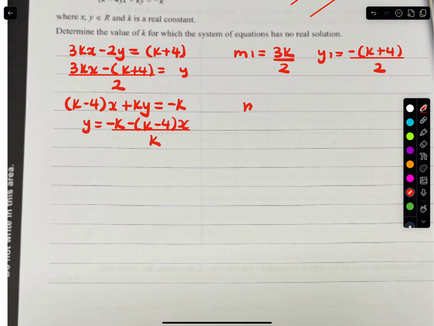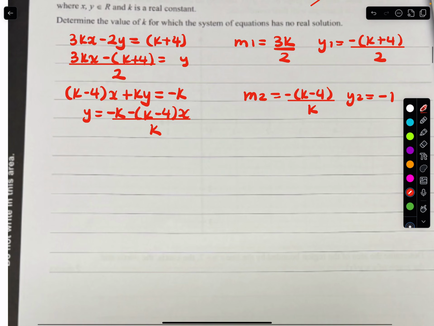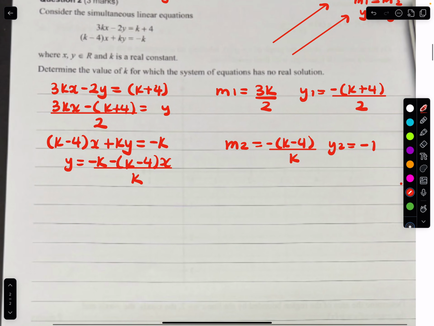So let's find the gradient. I'm going to call this m2. So the gradient is what's next to the x, which is that negative k minus 4 over k. The y-intercept, so the y value, is just negative k over k, which is just negative 1. Beautiful. So done. So let's look at the first condition.